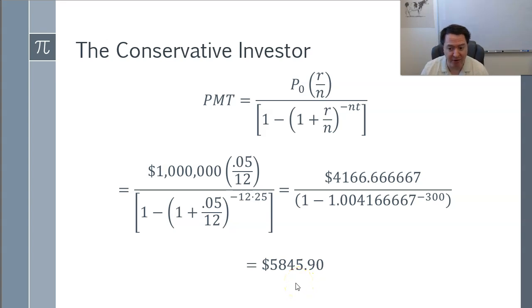So if this investor takes out that amount, they will run out of money in 25 years, but it will last 25 years, okay? So just be aware of those two sides of this. Yes, it will last the 25 years, but that also brings down the account to $0 after those 25 years.